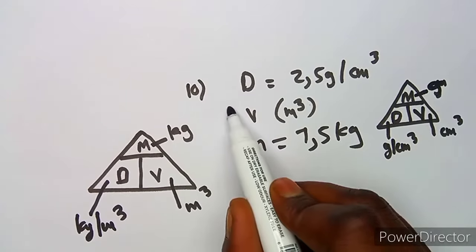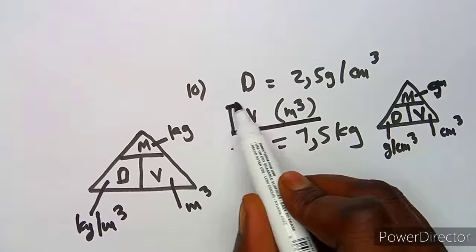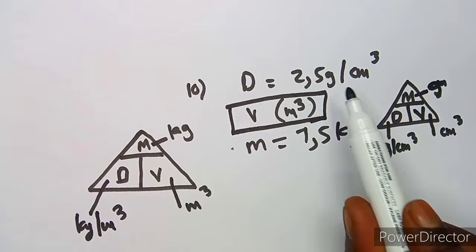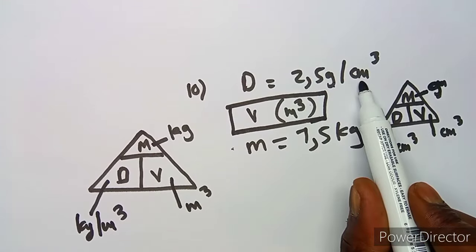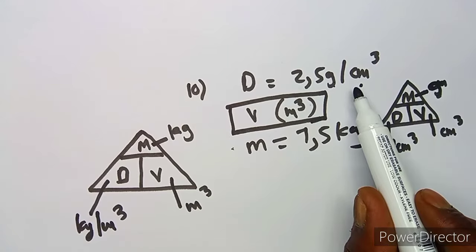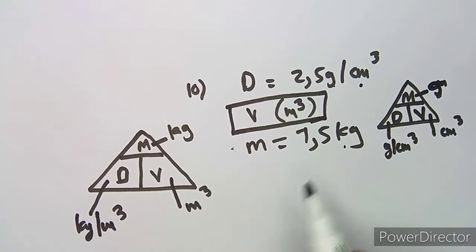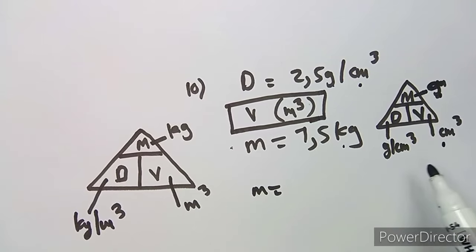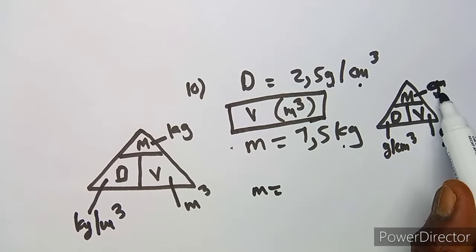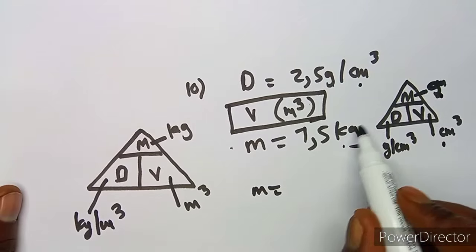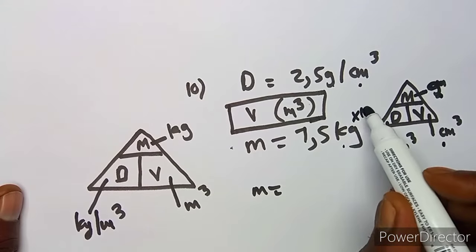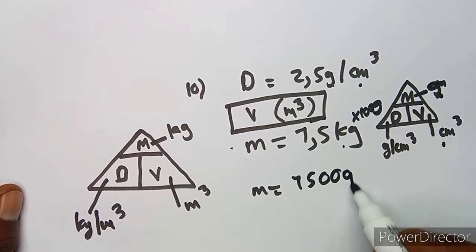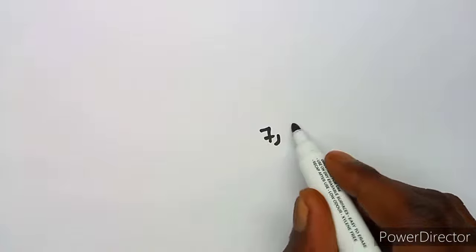Before we talk of having our answer in cubic meters, let us ignore this for the moment, because we are given our density as grams per cubic centimeter, which means our answer is supposed to be in cubic centimeters if this mass is in grams, because cubic centimeters must correspond with mass in grams. So we have to find the mass in grams. We know that in a kg we've got 1000 grams, so just multiply by 1000, which is going to give us 7500 grams by moving 3 commas to the right.